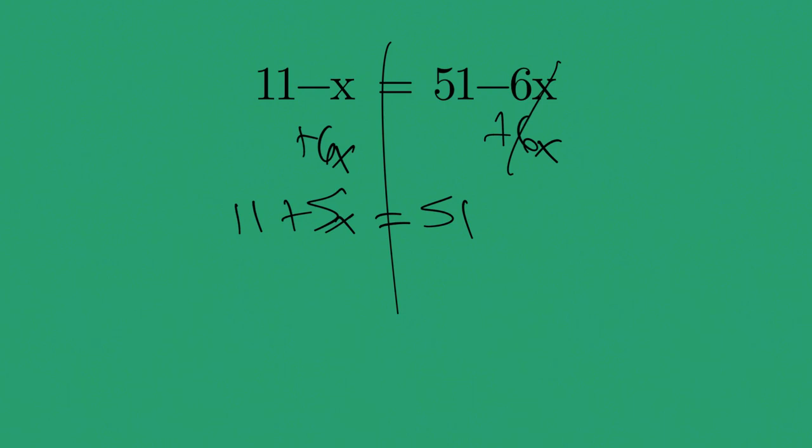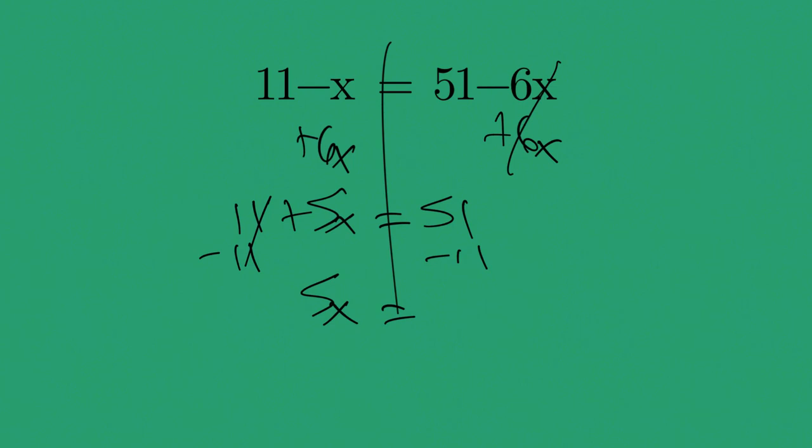Now, if the variables have come to the left, which one of these terms do you think is now going to move to the right? 11. And how's it going to move? Subtract it. Negative. That's right. Let's subtract 11. Here's that addition subtraction step. Boom. Gone. 5x is now by itself. We have isolated the variable term.